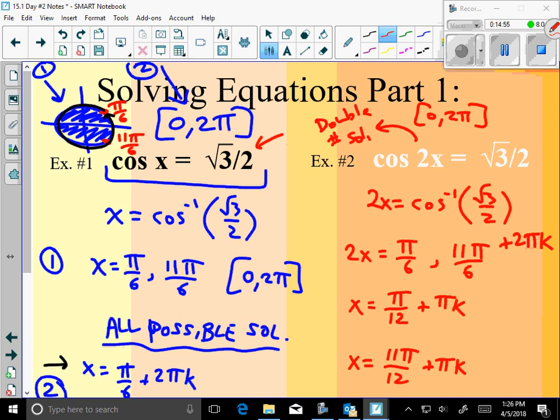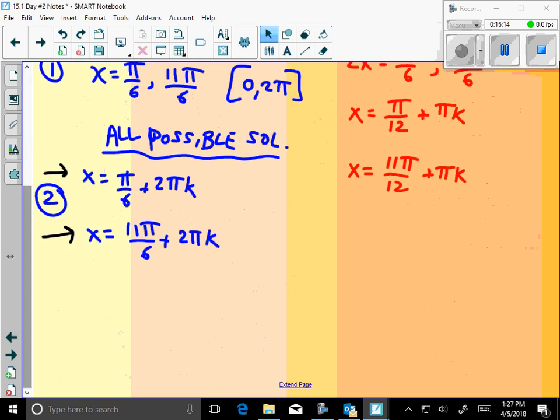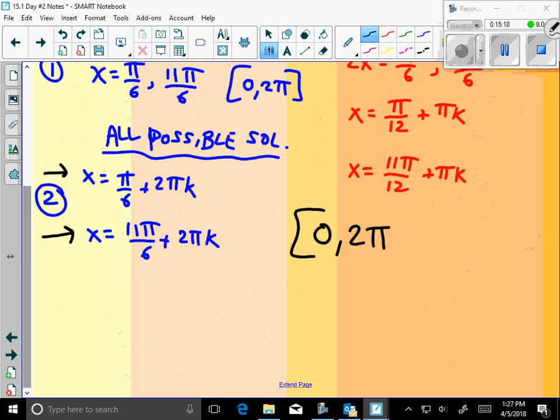Would you please come up with the first 8 solutions? That'll be from 0 to 4 pi, right? I'll help you with 0 to 2 pi. You find 0 to 4 pi. I think I said 8 pi, but I meant 8 solutions.